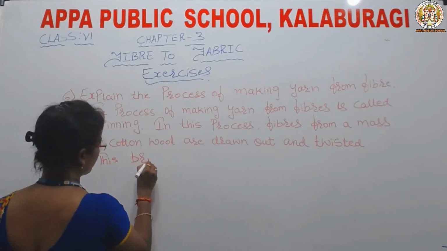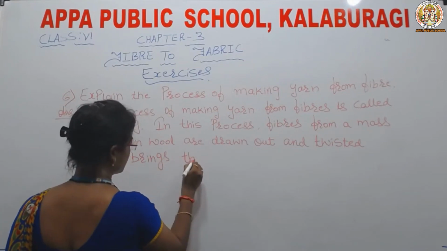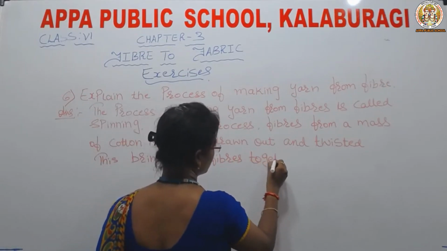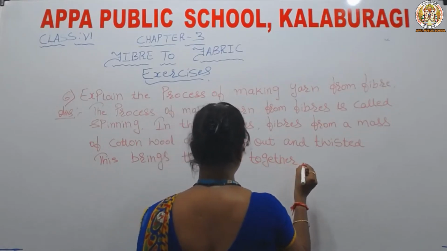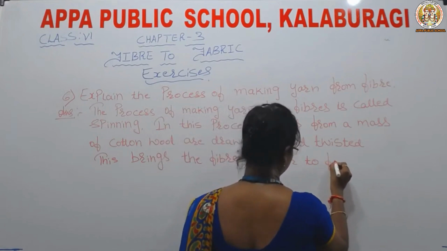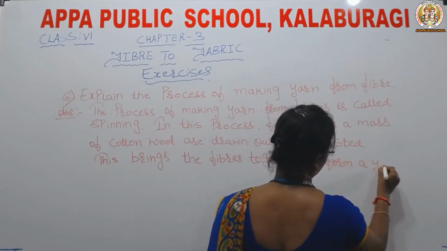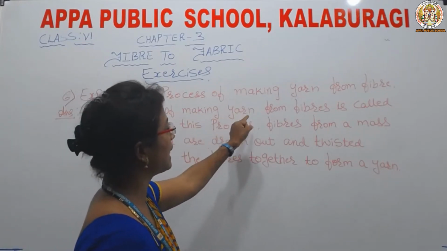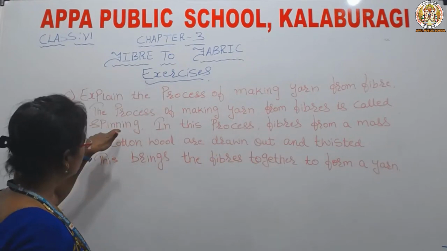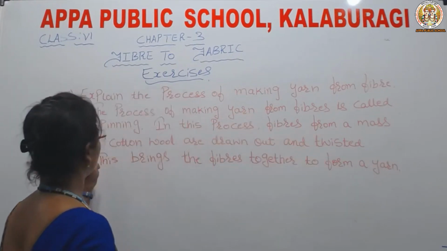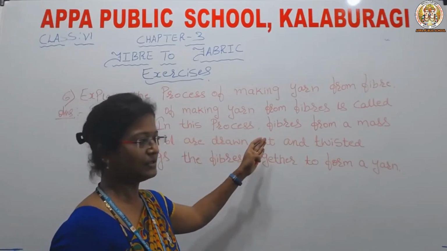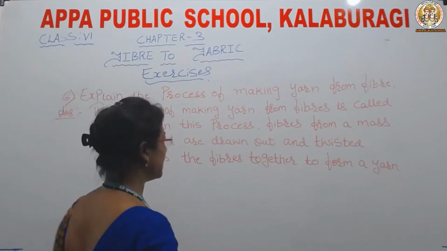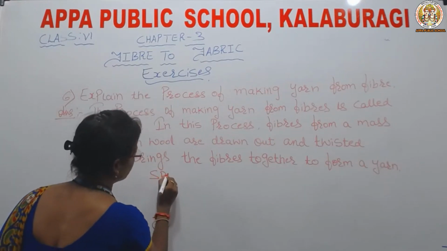This brings the fibers together to form a yarn. So here the definition for spinning is, the process of making yarn from fibers is called spinning. In this process, fibers from a mass of cotton wool are drawn out and twisted. This brings the fibers together to form a yarn.